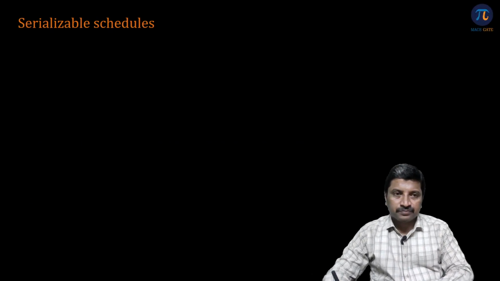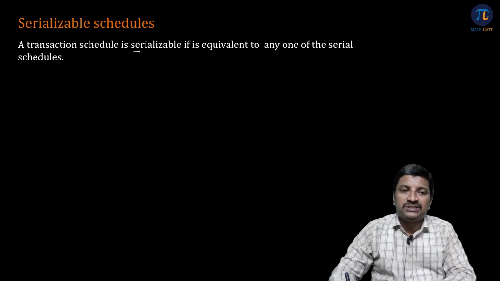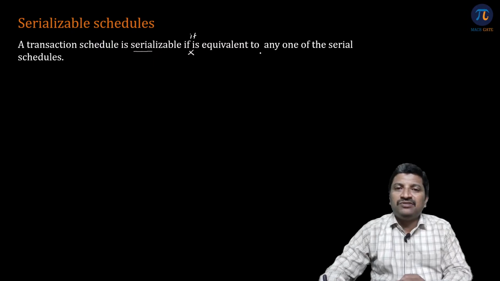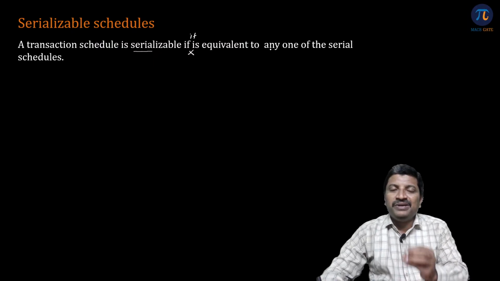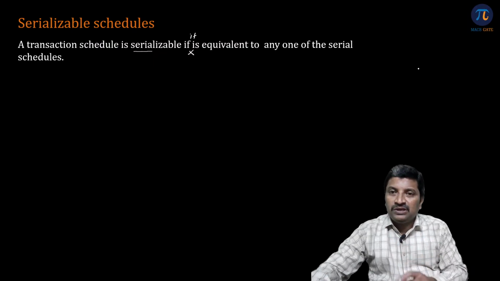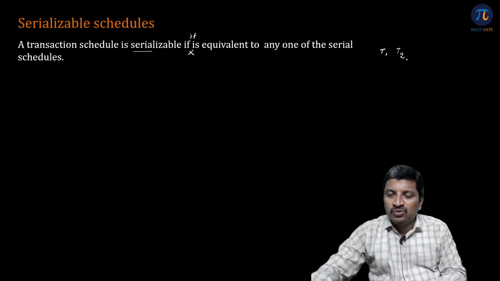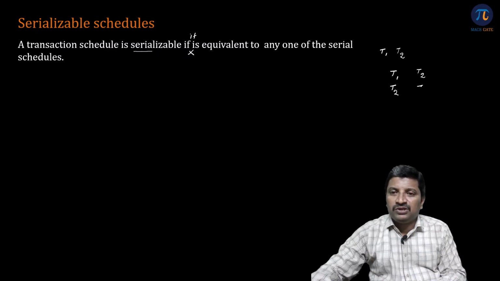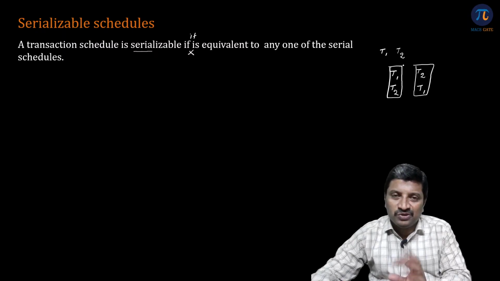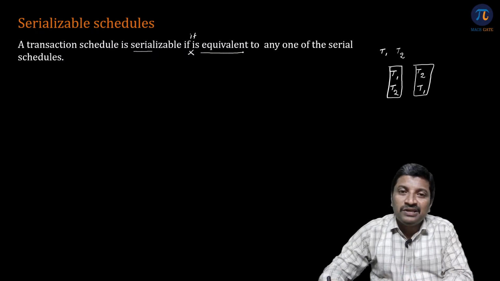Serializable schedules. A transaction schedule is serializable if it is equivalent to any one of the serial schedules. Maybe the given schedule is not a serial schedule, but it should be equivalent to one of the serial schedules. Suppose I have two transactions. I may have a serial schedule T1 followed by T2, or a schedule T2 followed by T1. If the given schedule is equal to any one of these two schedules, then we say it is a serializable schedule.